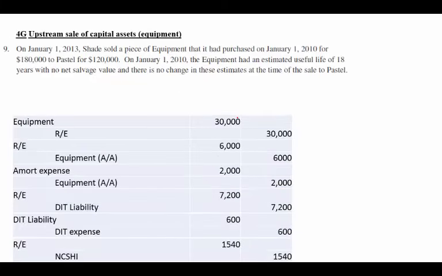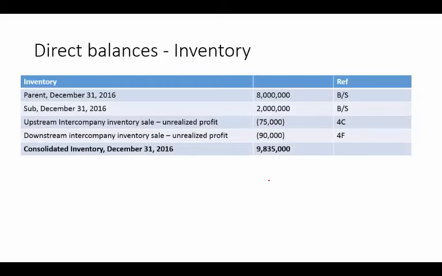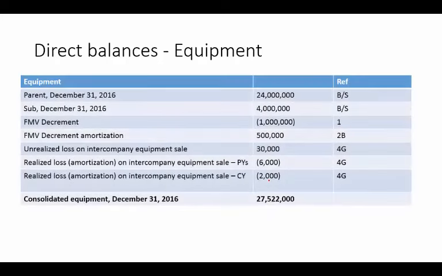So for G, we see equipment show up in 3 places, so we could choose to combine those together or keep them separate. I chose to keep them separate. And then when we get to our consolidated balance, we'll pull each of those items in. So the $1 million decrement offset by the amount that's been amortized of 500,000, and then the 3 values that came from our intercompany equipment sale, leaving us with the consolidated equipment balance at the end of 2016 of $27,522,000.